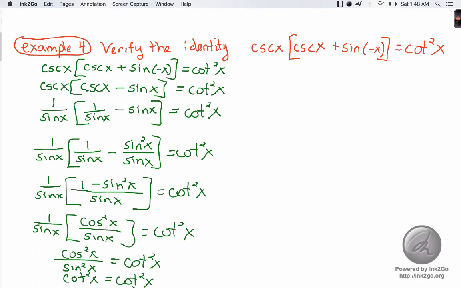I hope you were successful in solving this last example. Go back through and look at all the identities we've learned in this section and start memorizing them, because we'll be using them a lot next class period.